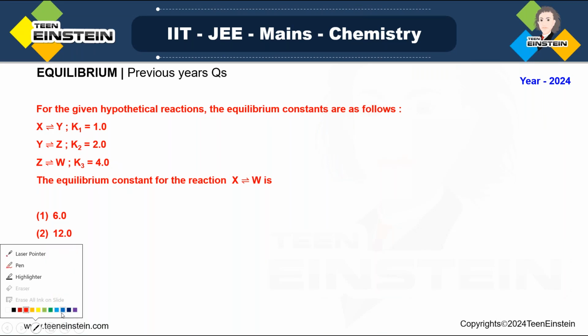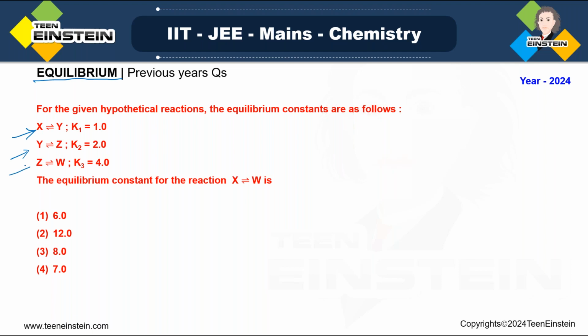Hello everyone. So today we will discuss previous year's questions of JEE Main exam, from the unit equilibrium. Okay. So here we have a question for the given hypothetical reactions. Hypothetical, because it is mentioned X to Y, Y to Z, Z to W like this. There are no exact chemical formulas given. So that is why hypothetical reactions, the equilibrium constants are also given as follows.